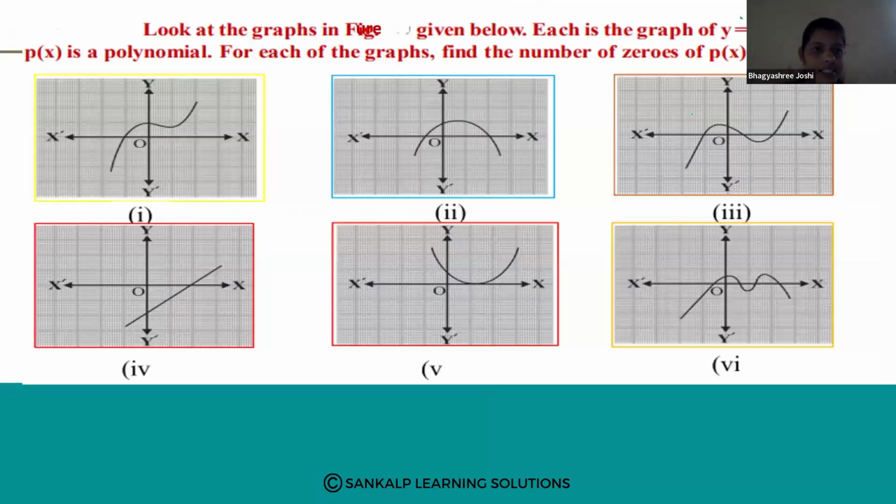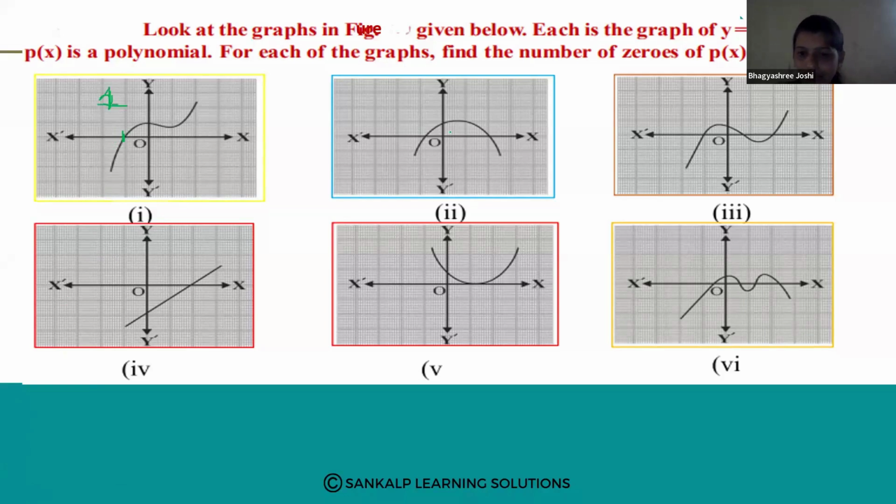Next, dear students, we will complete this concept. Look at the graphs in the figure given below. Each is the graph of y is equal to p of x, where p of x is a polynomial. For each of the graphs, find the number of zeros of p of x. In the first case, how many times does it intersect the x-axis? Only one time. That means it has only one zero.